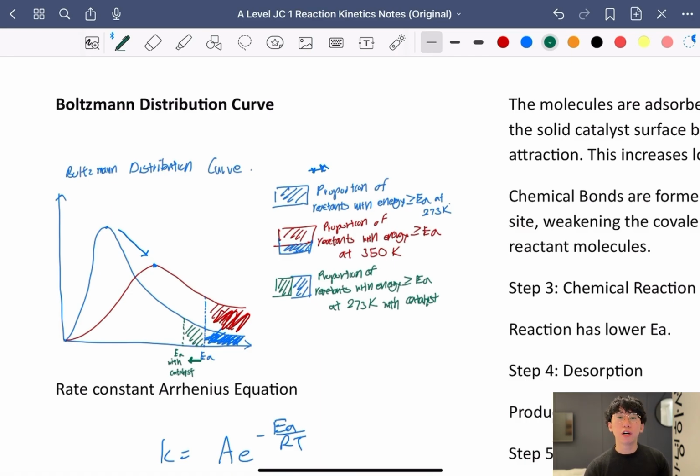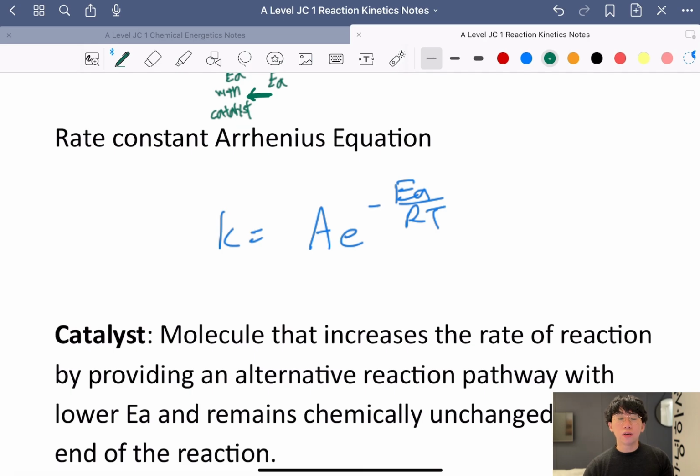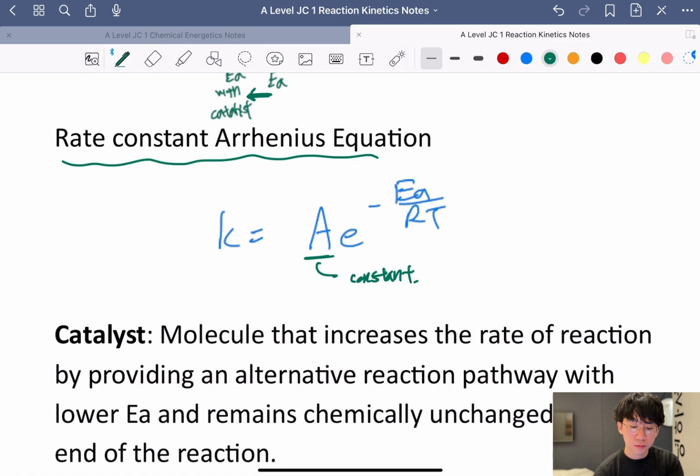So the Boltzmann distribution curve is a very good way in explaining why the proportion of reactants have energy greater than activation energy, and how the factors of temperature and the catalyst would influence the proportion of reactants with energy greater than activation energy. Just a side equation, you can write the rate constant Arrhenius equation, which is k equals A e to the power of negative Ea over RT. So A is a constant for this equation, and sometimes questions would ask just to see if you do remember this equation. So just use this for your calculations.